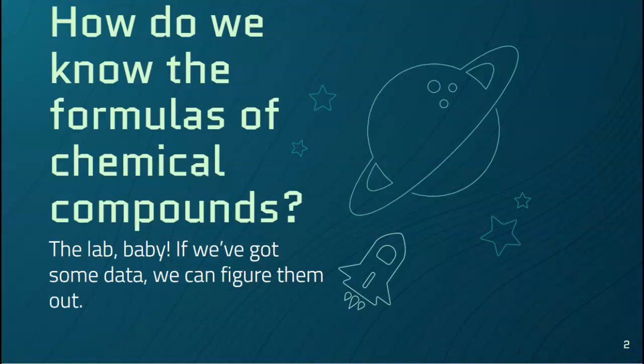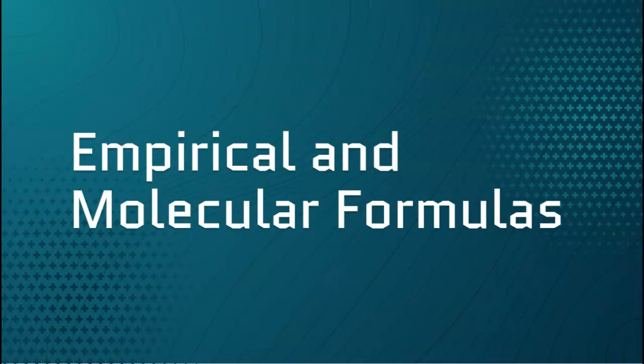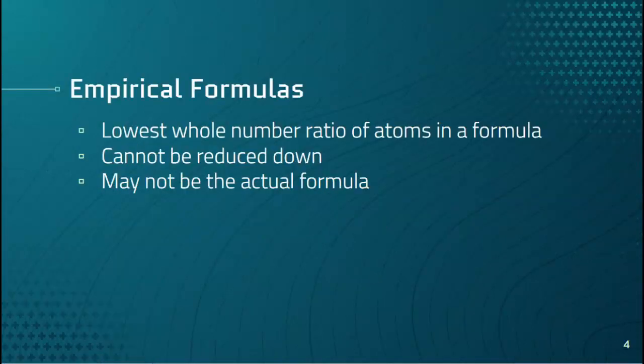And basically the way to do this is through both what's called empirical and molecular formulas. So let's get into what they are. An empirical formula is basically the lowest whole number ratio of atoms in a formula. Okay, so it's almost like a fraction that's reduced. So, for example, 1/2 is like an empirical formula. You can't reduce that down anymore. Okay. The thing is, though, the empirical formula might not be the actual formula of the compound. Okay, and we'll see why that might be in a little bit.